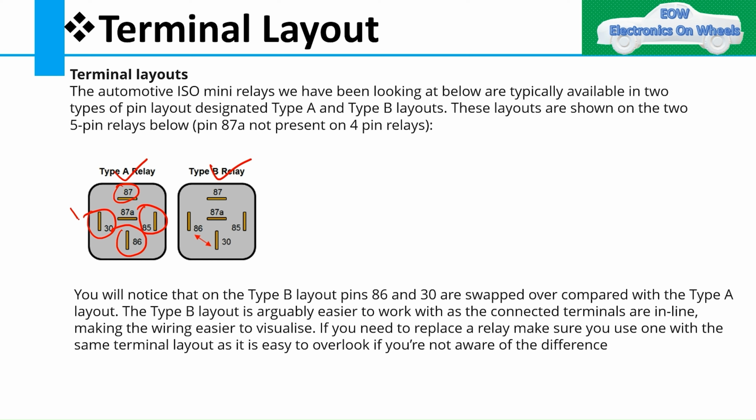So this would be the type A relay, and this would be the type B relay. Always you will notice that type B relay pin 86 and 30 are swapped. If you see 86 and 30, 86 is here and 30 is here. Compare the type A relay layout: in type A, terminal 30 is here and 86 is here. In type B, 86 is here and 30 is here.